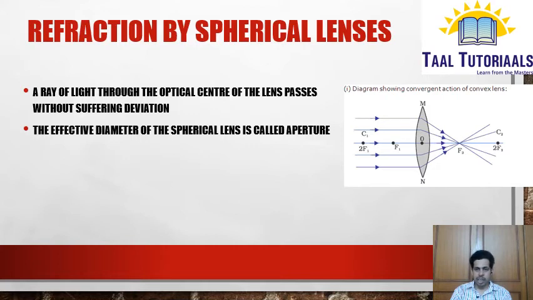The straight line distance, that is called diameter, is actually called aperture. Even in case of mirror, we studied what is aperture, right? That is the effective diameter of the spherical lens.